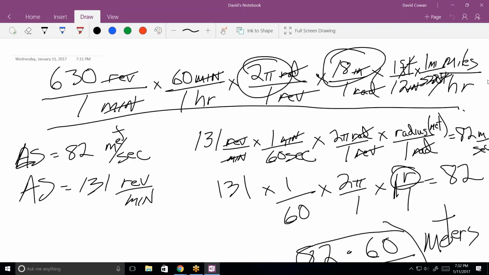And the key with the units is knowing that you have 2 pi radians per revolution and that you have a radius per radian. This is the hardest one to remember. This radius where you have one radius per 1 radian. That conversion is necessary when you're doing any of these angular and linear speed problems.